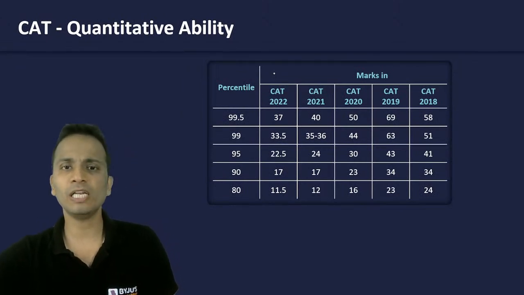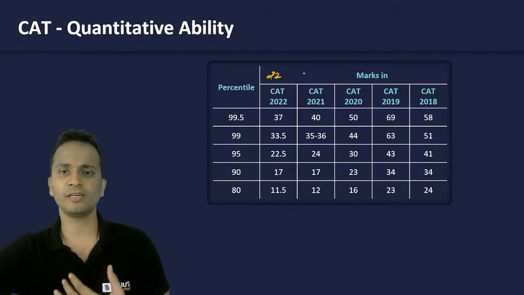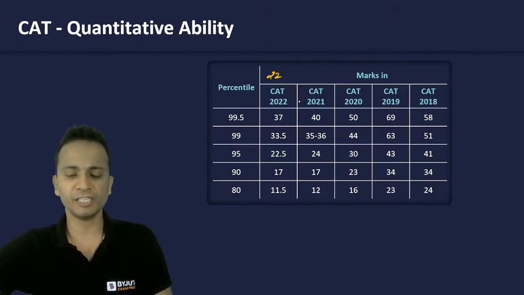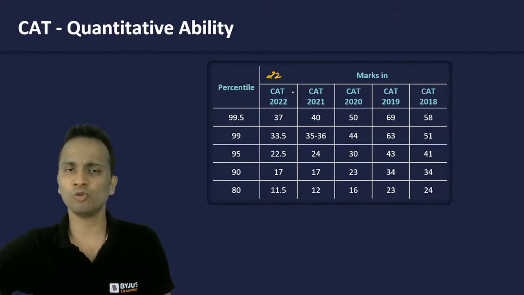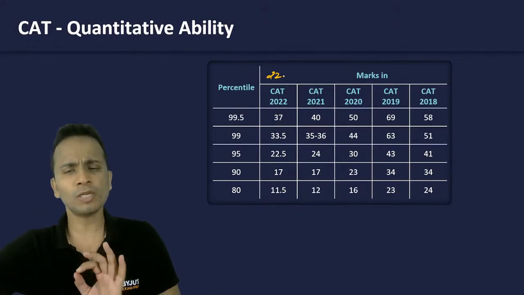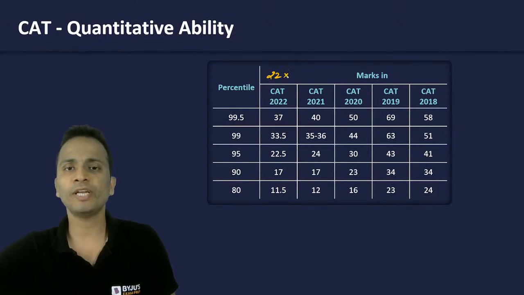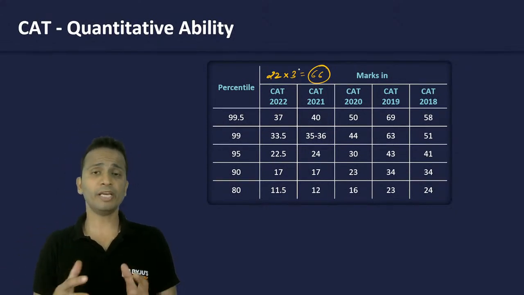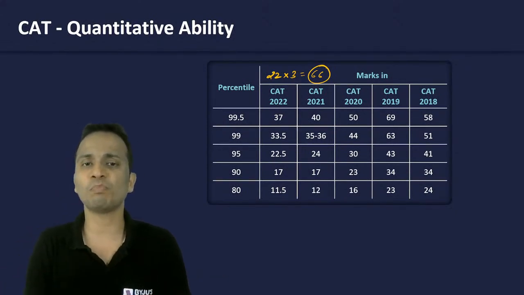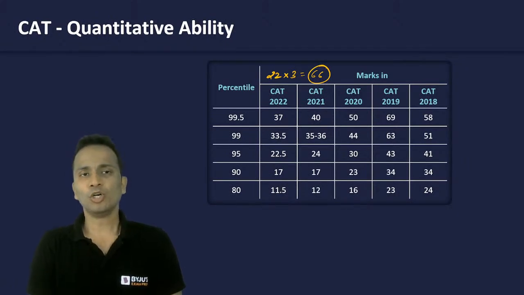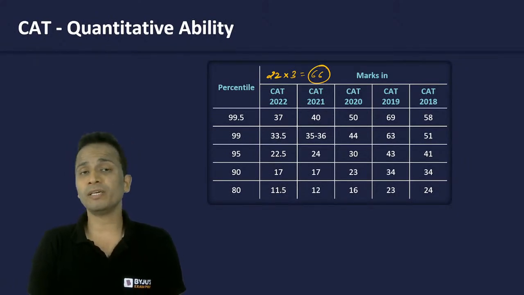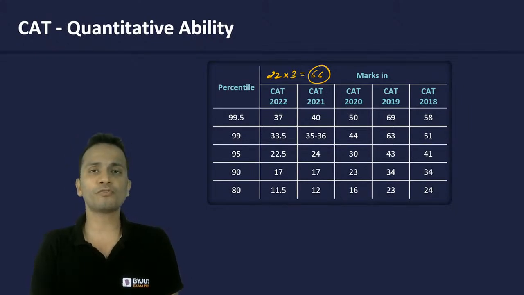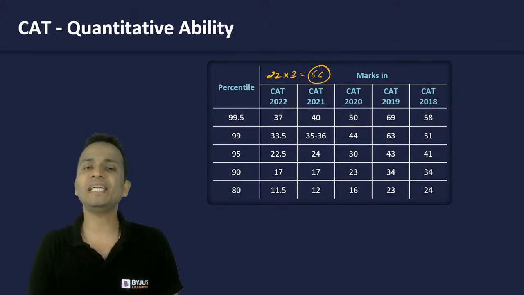So I'll consider only the last year, and you can look at the data of the previous years, which will be available on YouTube in the recording of this session. So last year there were 22 questions, 22 multiplied by 3, I can say 66 marks was the whole Quant section paper. Okay, so in the Quant section the weightage was 66 marks, right? Now to be able to clear the sectional cutoffs of some very good colleges, or I would say the top colleges, you need to get 90 percentile.